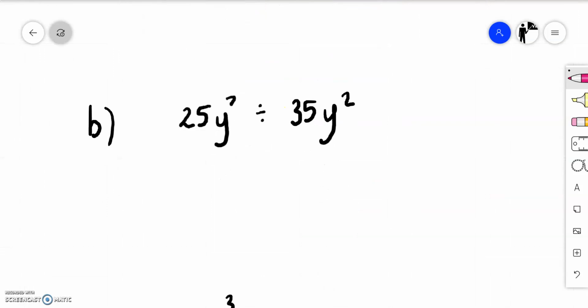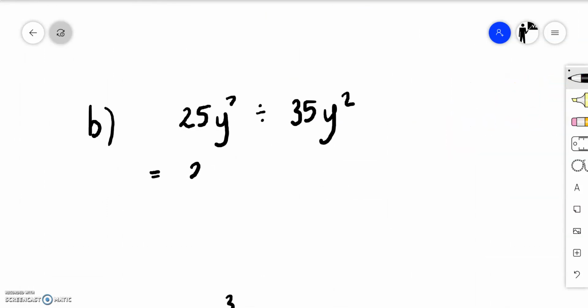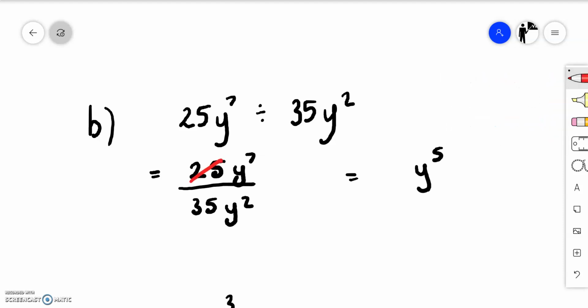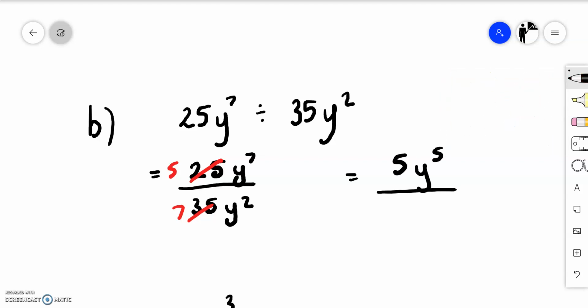So let's have a look at this question here. I'm just going to once again rewrite this as a fraction. I think it's a wee bit easier to identify how to simplify the numbers as well. Okay, so I can see I am dividing, so I'm going to subtract the powers. So I'm going to have a y to the power 5. And I just need to deal with these guys. So 5 goes into this 5 times and into this 7 times. So my answer is 5y to the power 5 over 7.